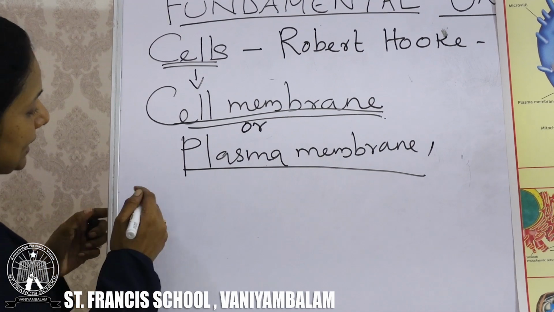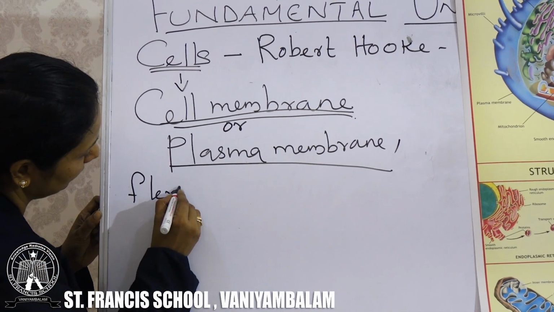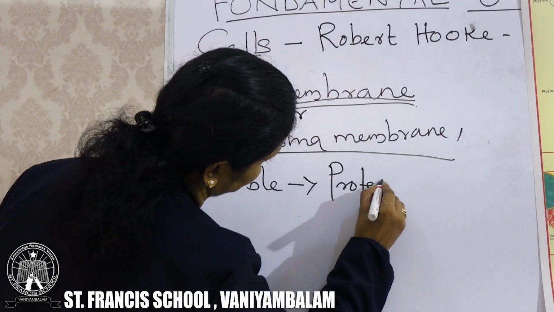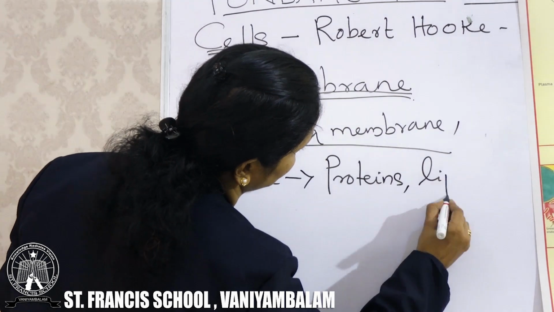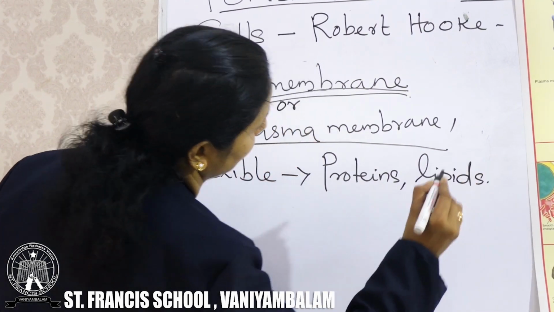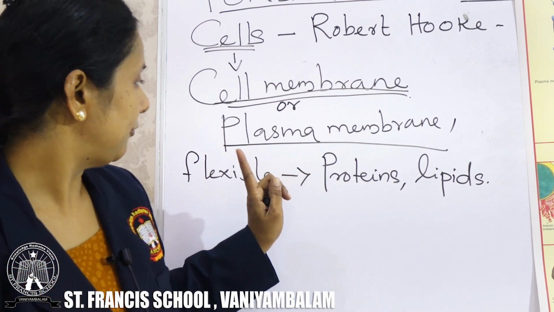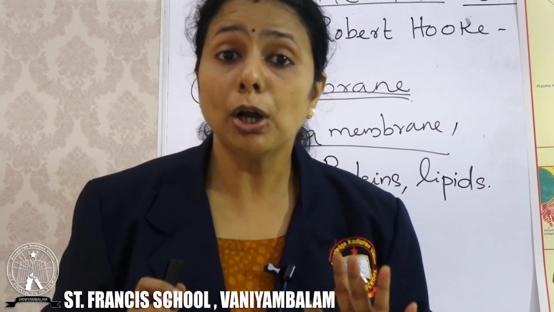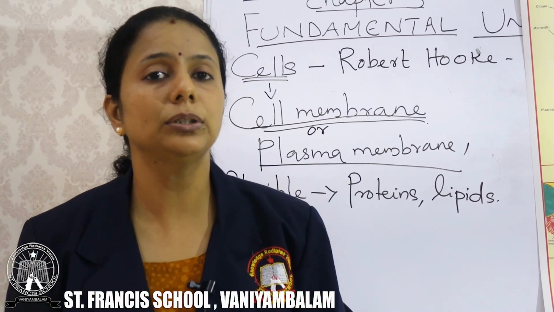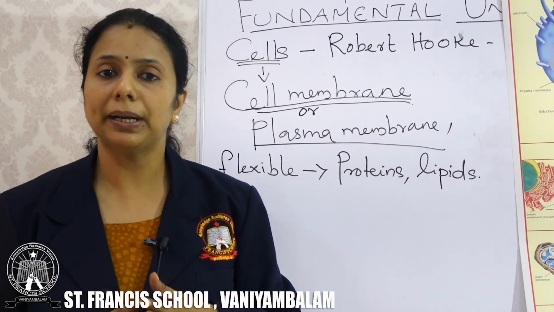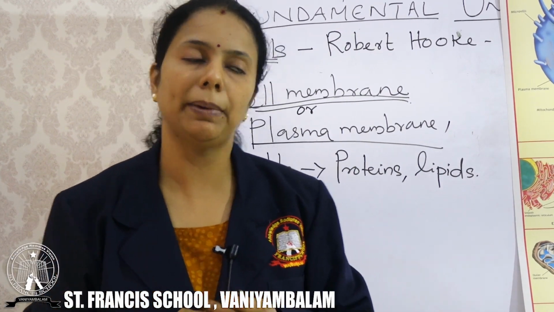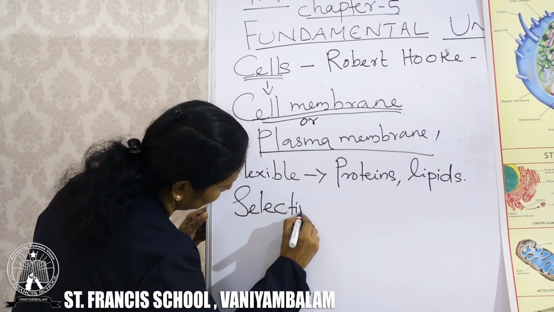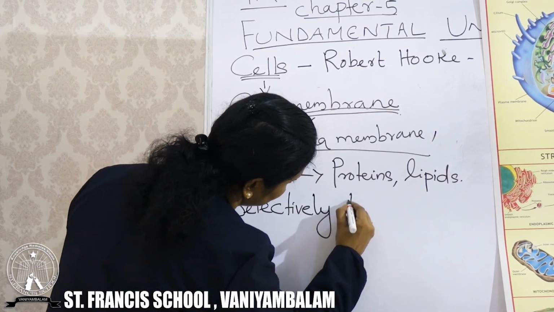As I told you, the plasma membrane is flexible and it is made up of proteins and lipids. Lipids are fats. Now, another important point you have to remember about the plasma membrane is that the plasma membrane is a selectively permeable membrane. Very important. It is selectively permeable.